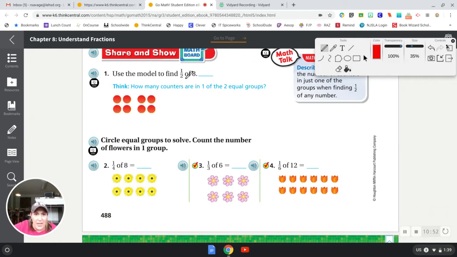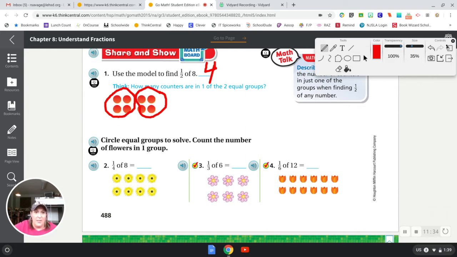Even though you know that, let's use our strategy. I need to look for my denominator. It is 2. So I need to put these counters into 2 groups. They're already there. 1 group, 2 groups. And now my question is, how many counters are in each group? You got it. It's 4. Now, hopefully, when we first said 1/2 of 8, you said, oh, I know half of 8, it's 4. Well, look what we got when we did the other strategy too. So it really works. All right, let's look down here.